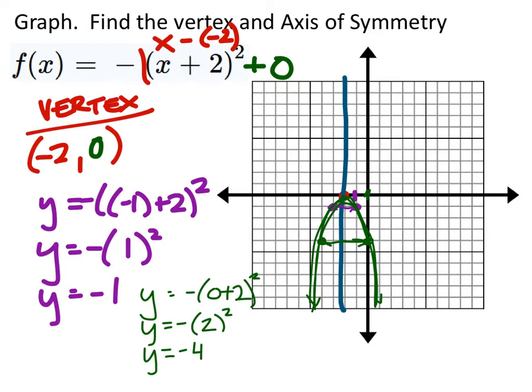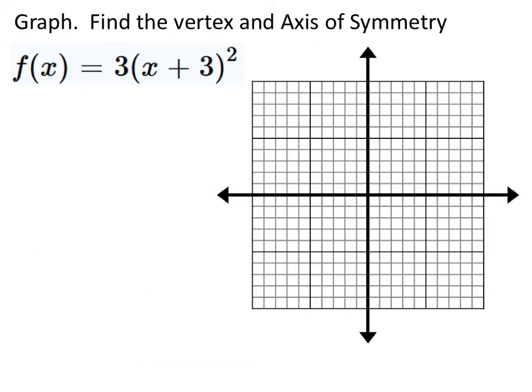Just in case it did ask for the equation for the axis of symmetry, it's always x equals whatever the h value is, and that was negative 2. More graphing: we'll find the vertex and the axis of symmetry, and we'll do the equation.